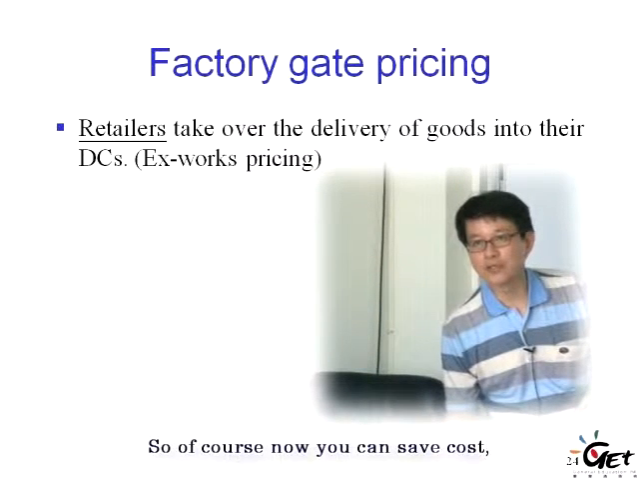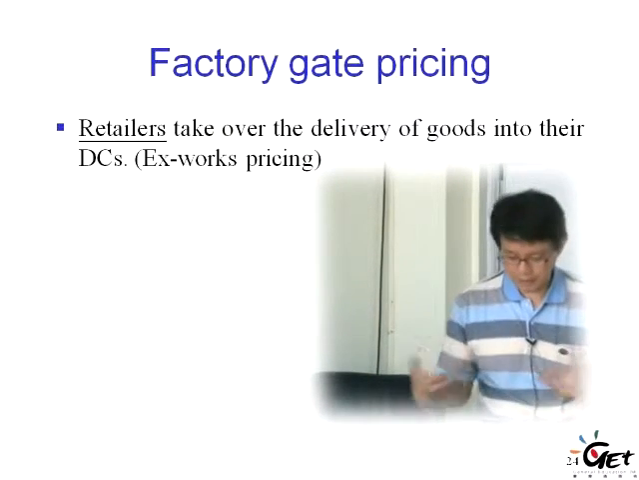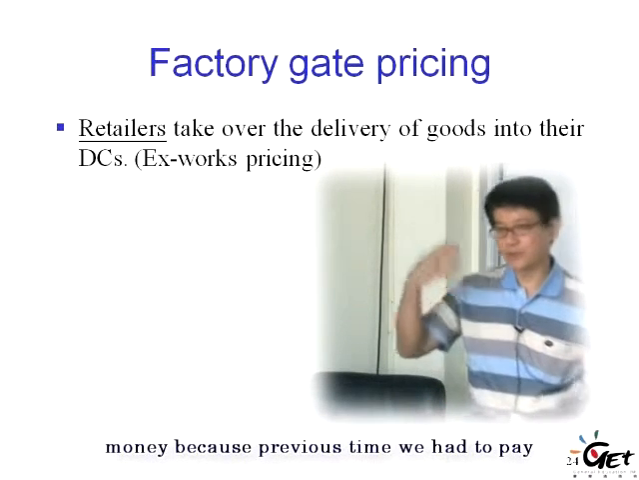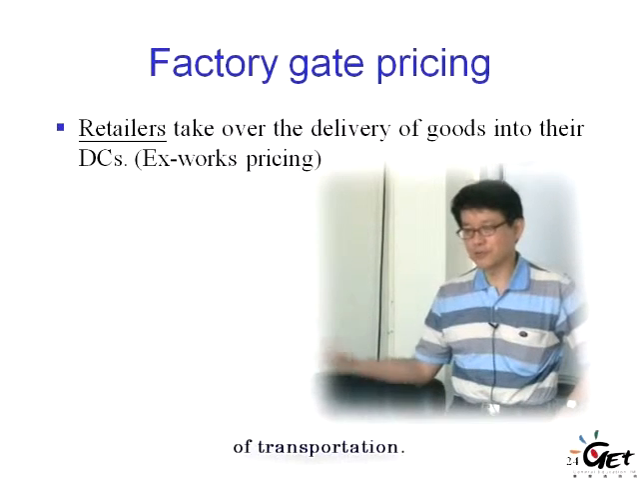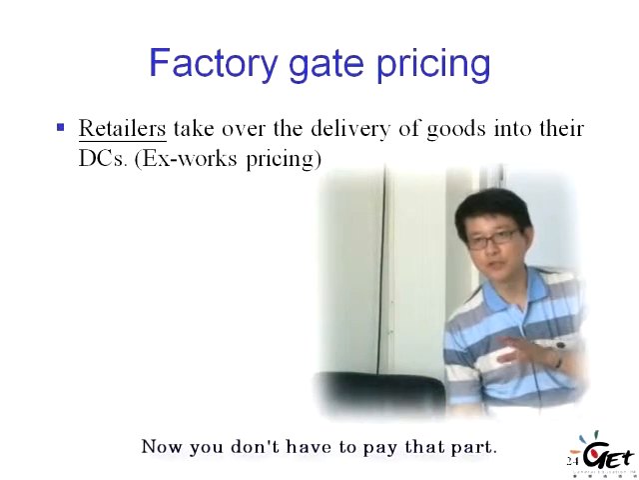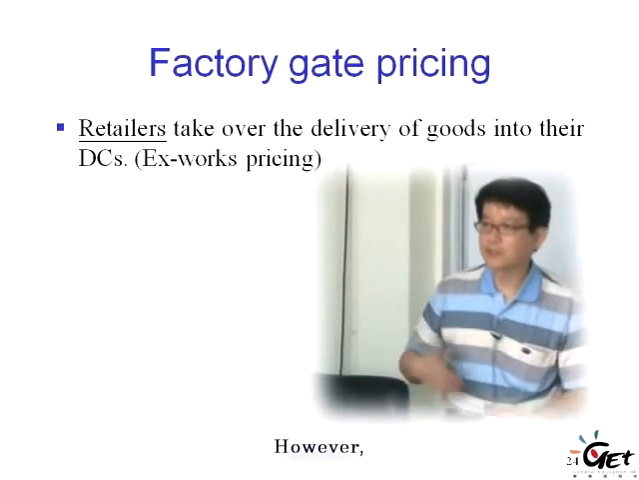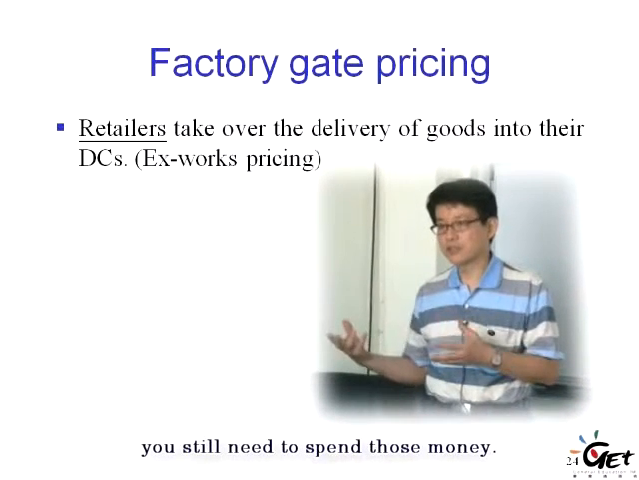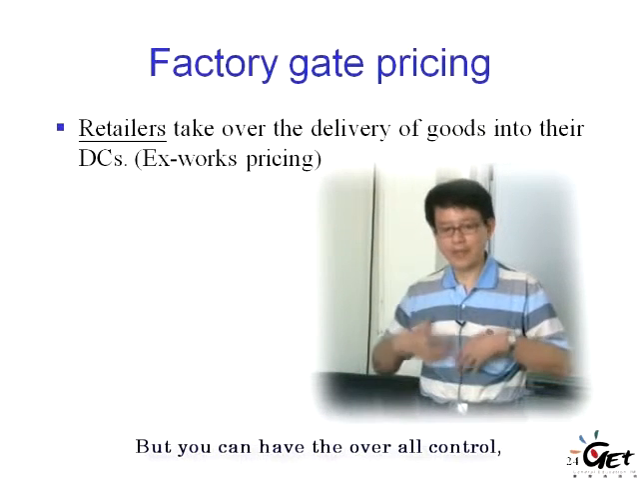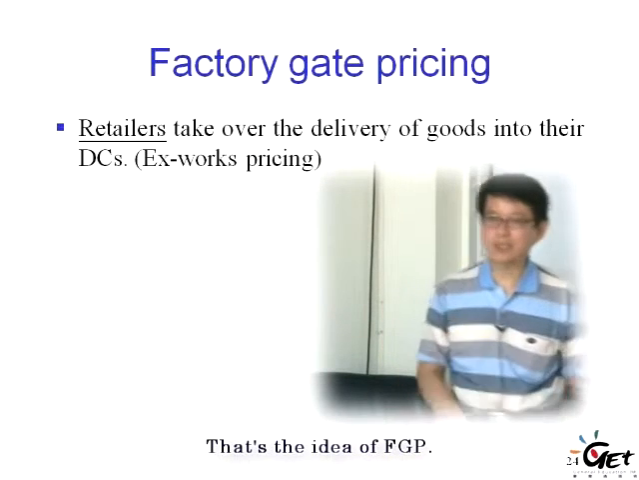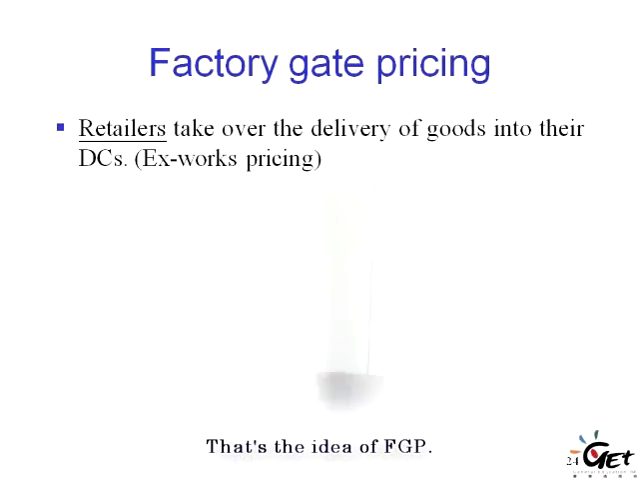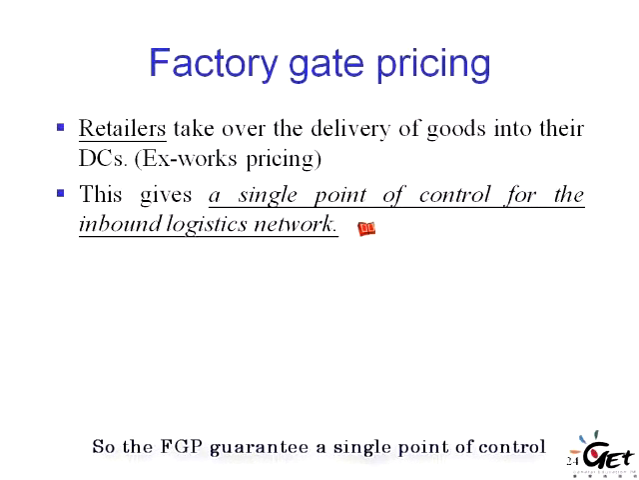Okay. So of course now you save cost, right? You can save money, because previously you had to pay a price including the arrangement of the transportation. Now you don't need to pay that part. However, you still need to spend that money, but you have overall, complete control over this arrangement. That's the idea of FGP. So FGP guarantees a single point of control for the inbound logistics network for the retailers.